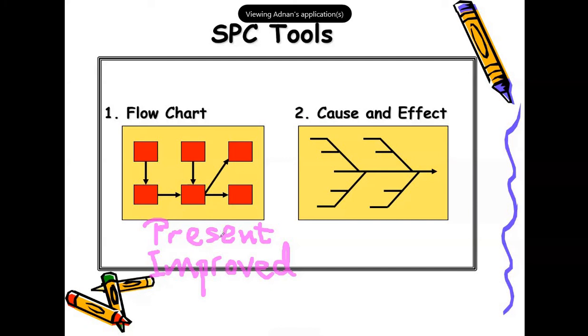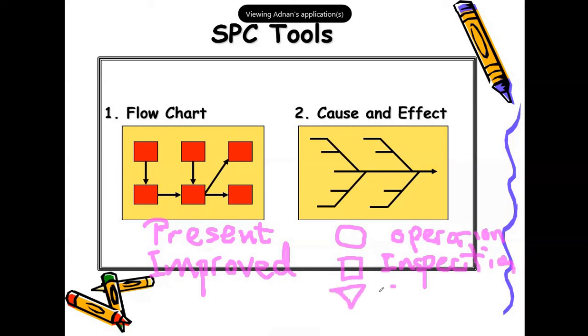What are the normal symbols that we use in industrial engineering? We use a circle, this is operations. Different symbols are used in different areas. If you go to computer science, they use different symbols for flowcharts. In IE, industrial engineering, this circle is for operation, the square is inspection, and this triangle is storage.